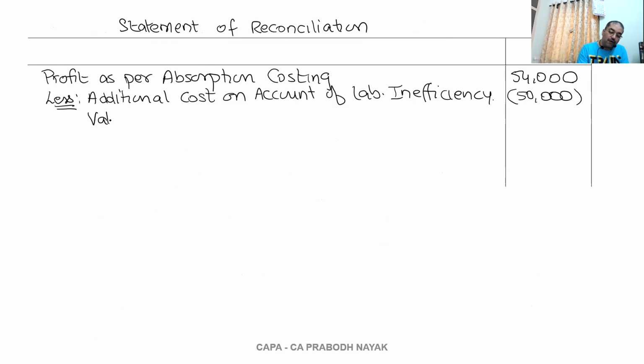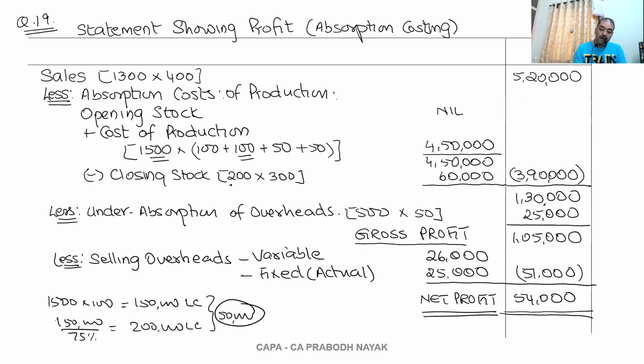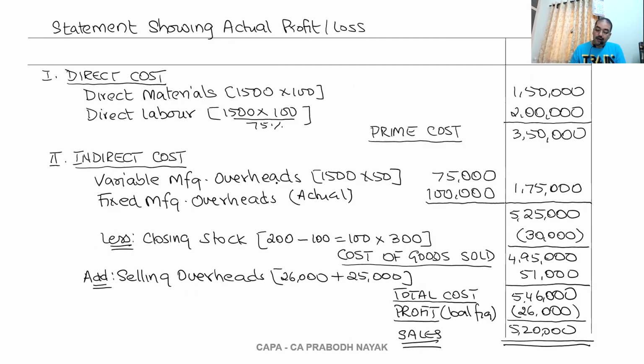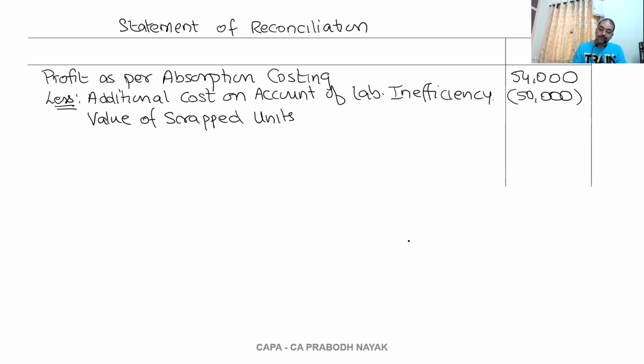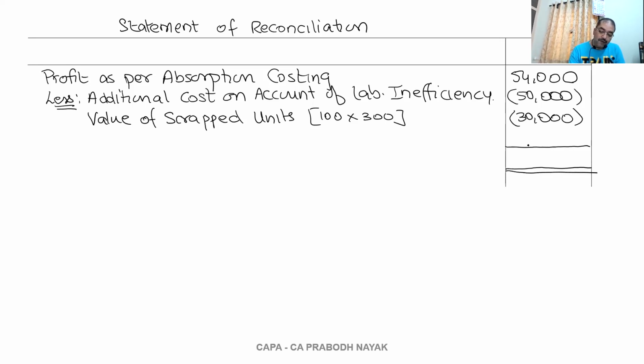Then value of scrapped units. There we had taken closing stock as 200 units at 300 rupees per unit. But actually, out of that, 100 units are lost, 100 units are scrapped. So the cost of those scrapped units, 100 units at 300 rupees per unit, is 30,000. 30 minus 54, it's 26,000 loss.